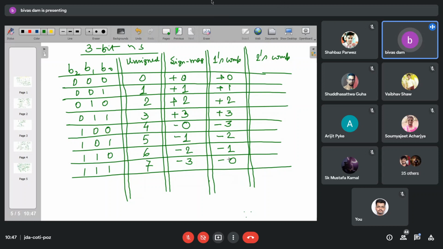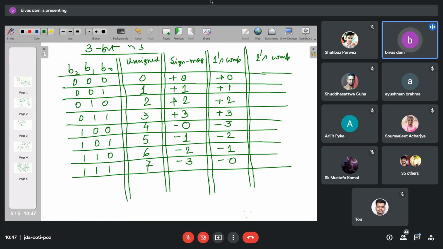Definitely in that case you are wasting one binary pattern somewhere. Where is that wastage? The zero: plus 0 and minus 0. Plus 0 and minus 0 have no mathematical significance. 0 is 0. But the way the sign number system has been constructed, we have to waste one binary pattern for representing plus 0 and minus 0.